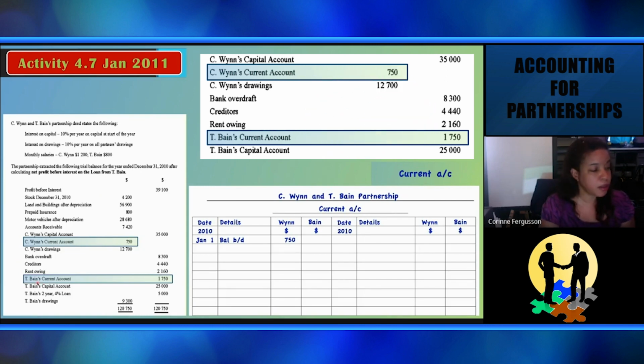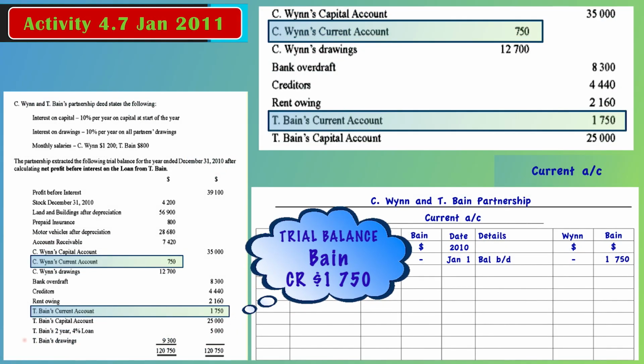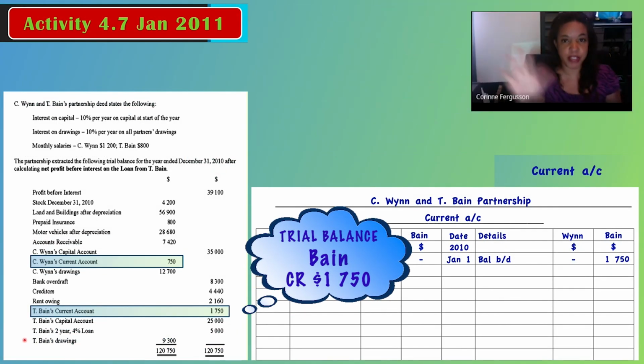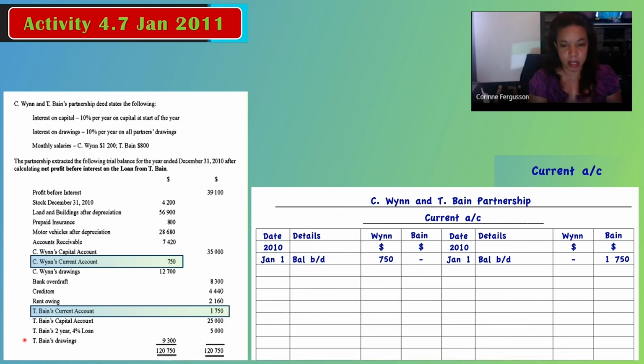Moving on to T, Bain. His own is on the credit column. So he is normal, and he's going to be January 1st, balance brought down 1750. So most people got that part right. The thing that you had to correct would be the 750 debit balance.